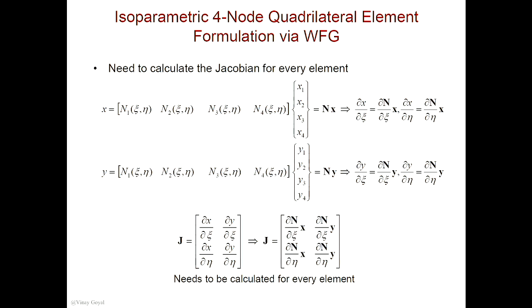Any questions at this point in time? Do you agree that I can get the Jacobian for every element? If I know the coordinates and the shape functions, then these derivatives are trivial to calculate. They may be a function of C and eta, sure, but they are just a function of C and eta. That's it. Okay?